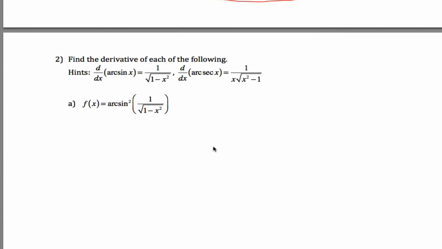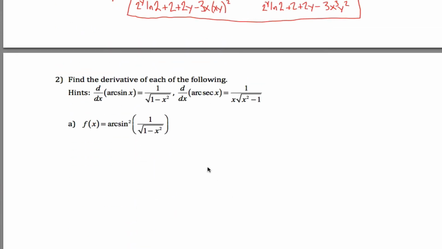All right, next problem. Find the derivative of each of the following. Oh, at least it tells us some stuff. It says, by the way, the derivative of arc sine of x is this thing. So what I want you to do is figure out the derivative of arc sine of this thing all squared. What I'm saying is I would rewrite this function as the arc sine of something. In this case, the arc sine of 1 over the square root of 1 minus x squared, squared.